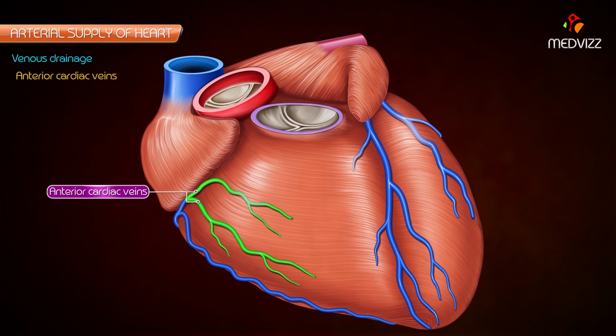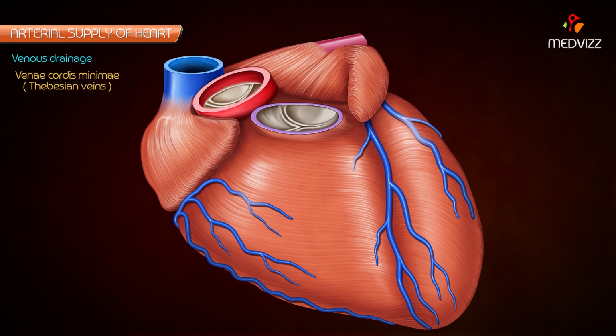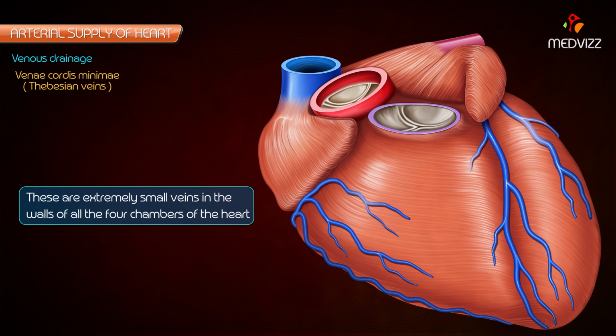Anterior cardiac veins. These are a series of small veins which run parallel to each other across the surface of the right ventricle to open into the right atrium. Venae cordis minimi, also known as Thebesian veins. These are extremely small veins in the walls of all four chambers of the heart.